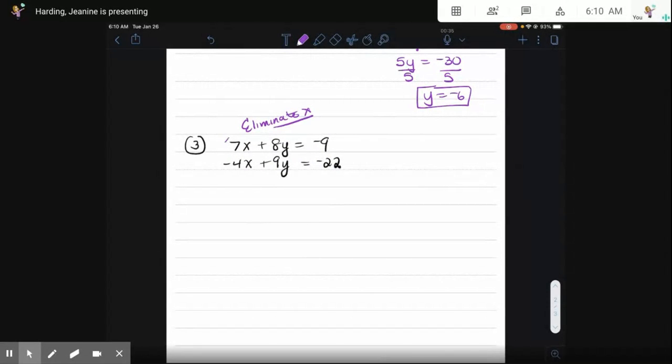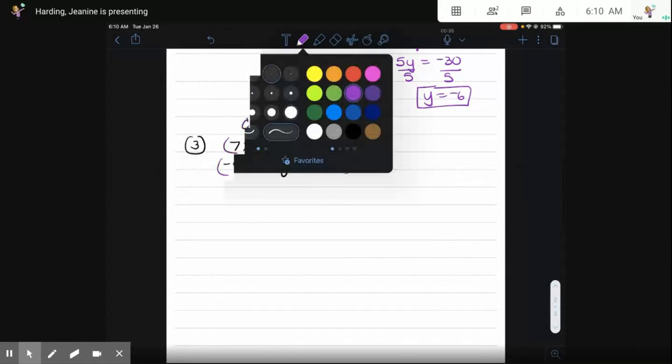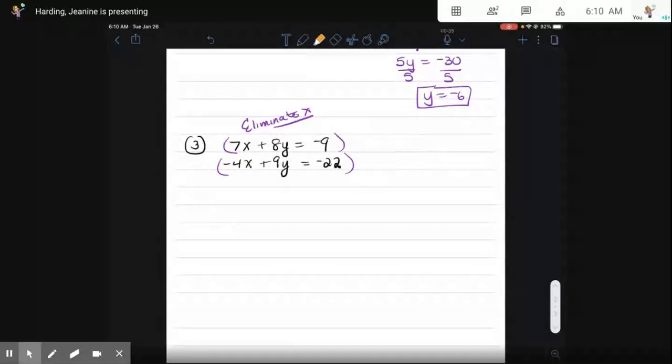Okay, so again, I'm going to take that 7 and move it here, and I'm going to take the 4 and move it here. I don't worry about the negative just yet. I'm just looking at the number of the coefficient. 4 times 7 is 28x. 7 times negative 4 is negative 28x. So those will cancel if I multiply by 4 and 7. So that's what we'll do.